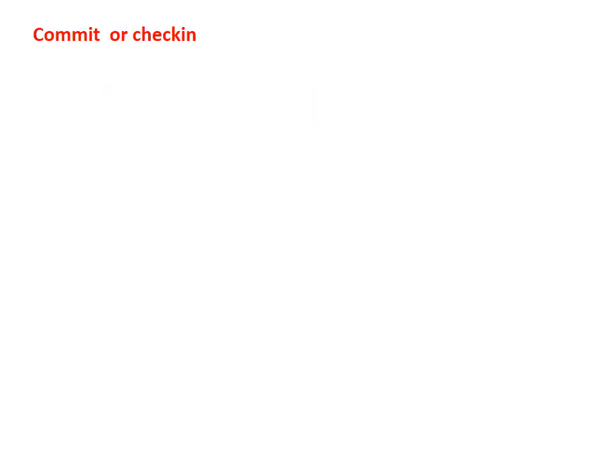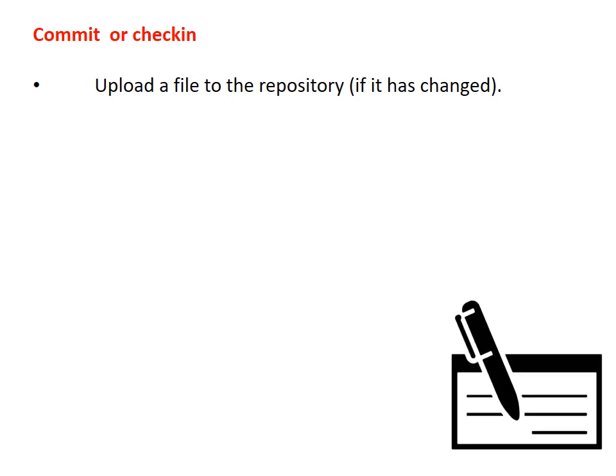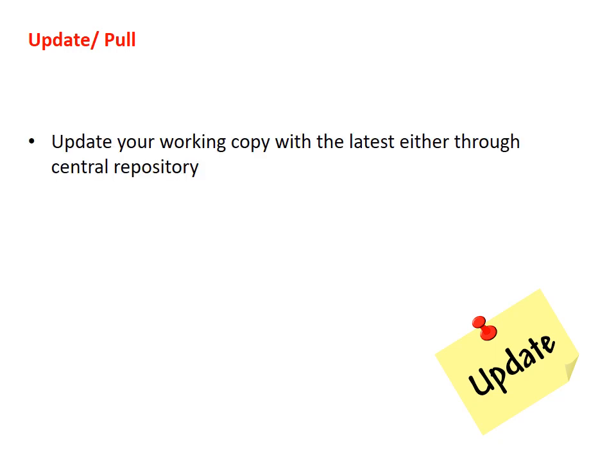The next one is commit, or check-in. It is a very important step in any version control system workflow. This step is mandatory. Whenever you change a file in the working directory, it is good practice to update the changes in the repository. Whenever you update the file, it gets a new revision number. The next one is update. The process of updating the latest version from the repository into your working directory is said to be update. Update is also called pull.